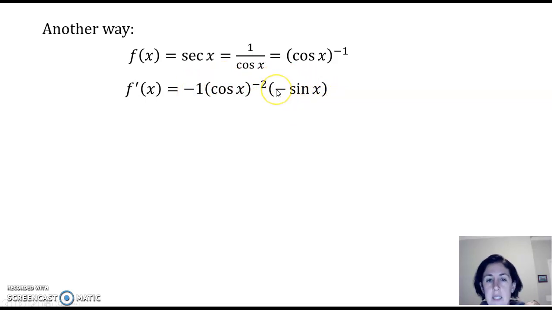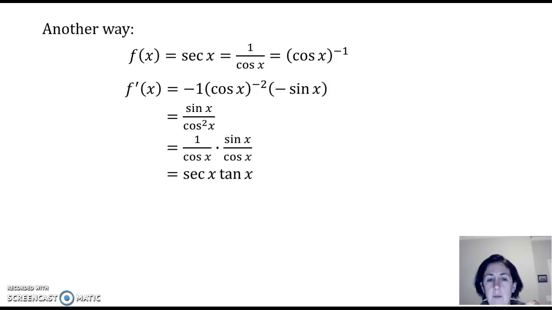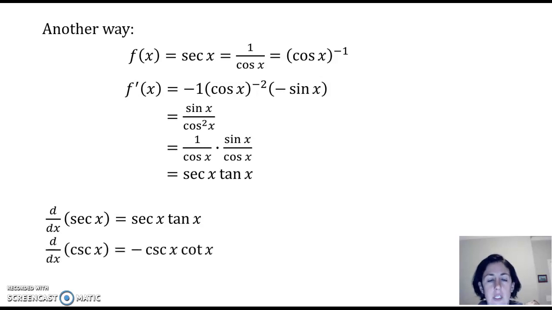Now that negative 1 times negative sine becomes a positive sine, and to get rid of that negative exponent, we drop it down to the denominator. And notice we just had this, we have sine over cosine squared. That's the same thing as 1 over cosine times sine over cosine, which is the same thing as secant times tangent. So either way you do it, you get that the derivative of the secant of x is secant of x times tangent of x. And you can do a very similar thing to find the derivative of the cosecant of x, and you'll get that the derivative of the cosecant of x is negative cosecant of x times the cotangent of x. So there's the derivative of those 6 trig functions: sine, cosine, tangent, cotangent, secant, and cosecant.